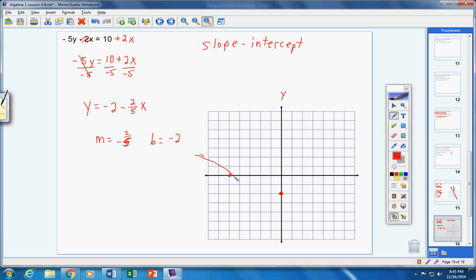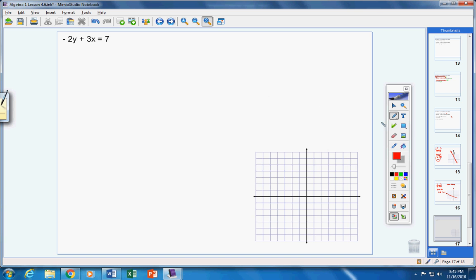Simply, that's not a very good line, but you get the point. You simply connect the 2 points and you have your line. Okay, not too bad, guys. Let's try another one. You can work ahead or you can watch me, it's up to you.